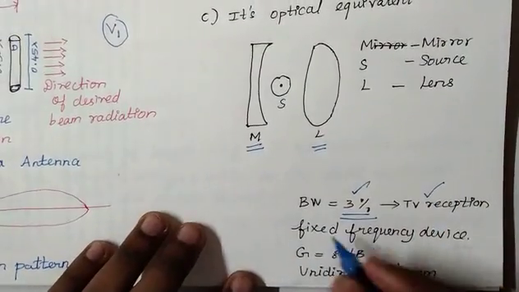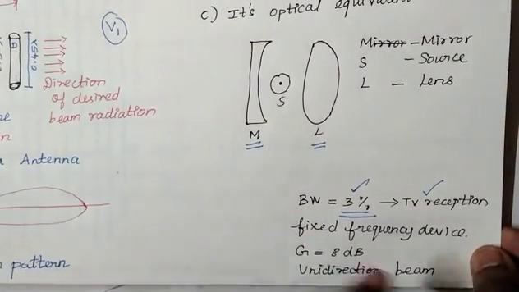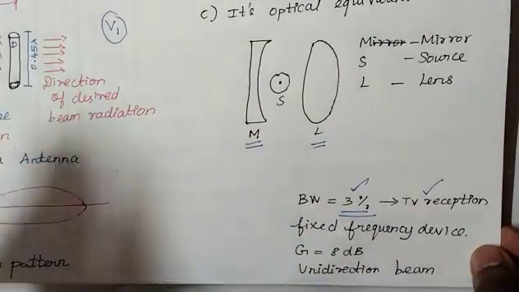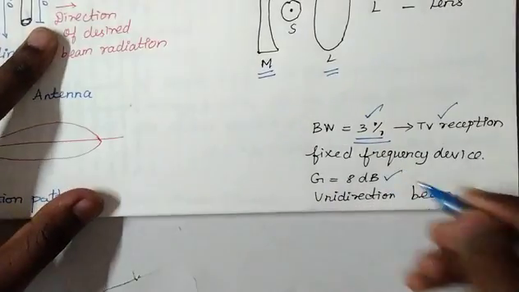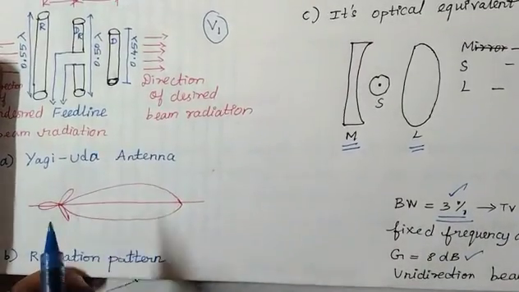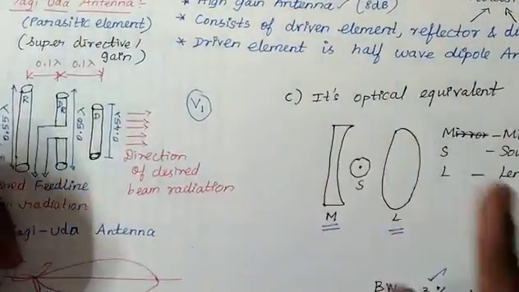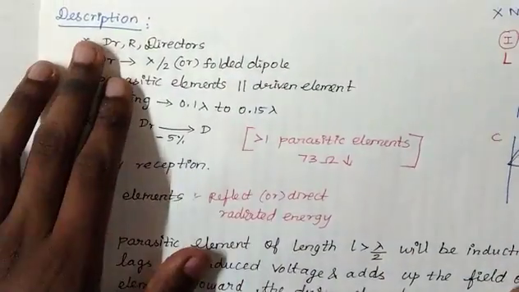Next, it is a fixed frequency device, which means the frequency will not change here. The bandwidth is 3%. As already mentioned, it is a high gain antenna, so the gain should be about 8 dB, and it has a unidirectional beam, which means the direction of the beam will be in a single direction. I hope this is clear. In the next page we are going to describe the Yagi-Uda antenna.